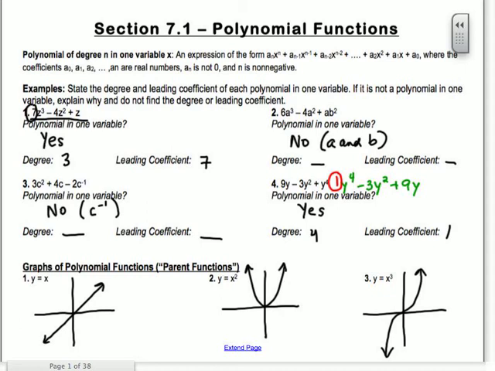These are the most basic types of those functions. If I had y equals x squared and then some other stuff, like 5x minus 4, that's still going to be a parabola shape because the largest degree was 2. So it's still going to look like a parabola.